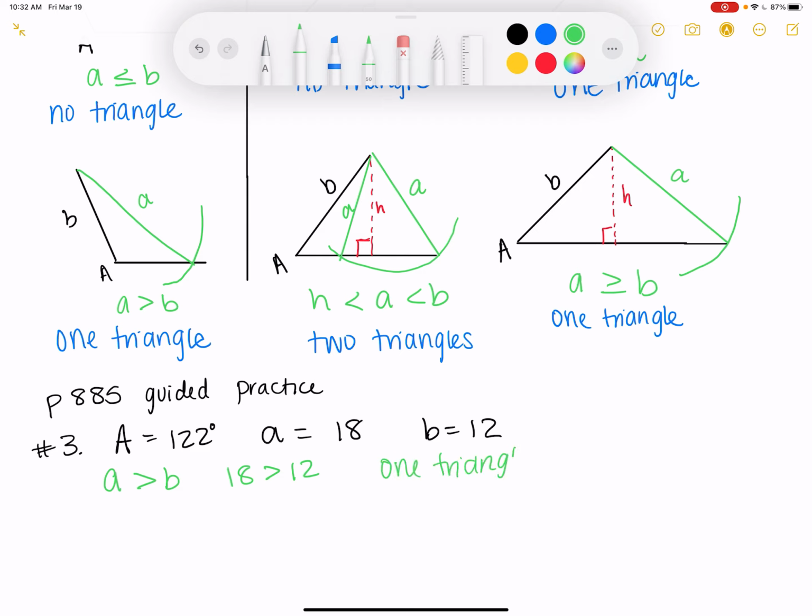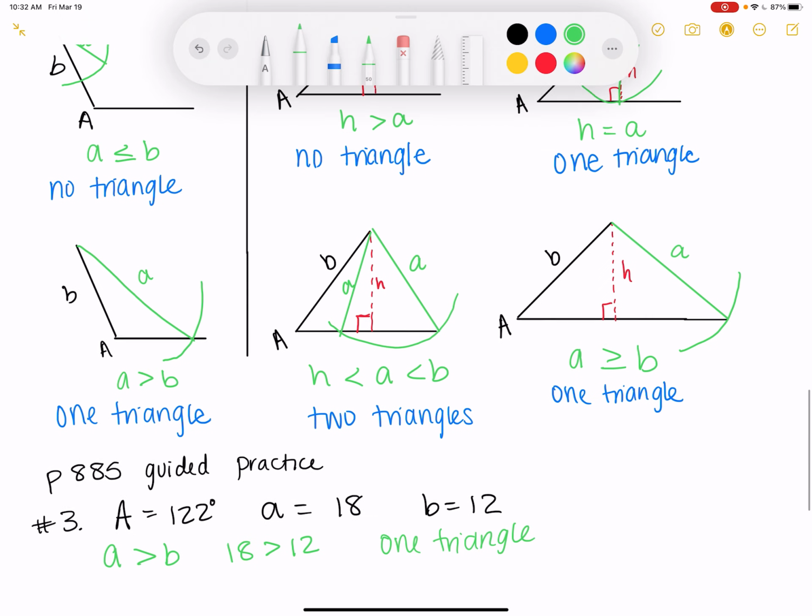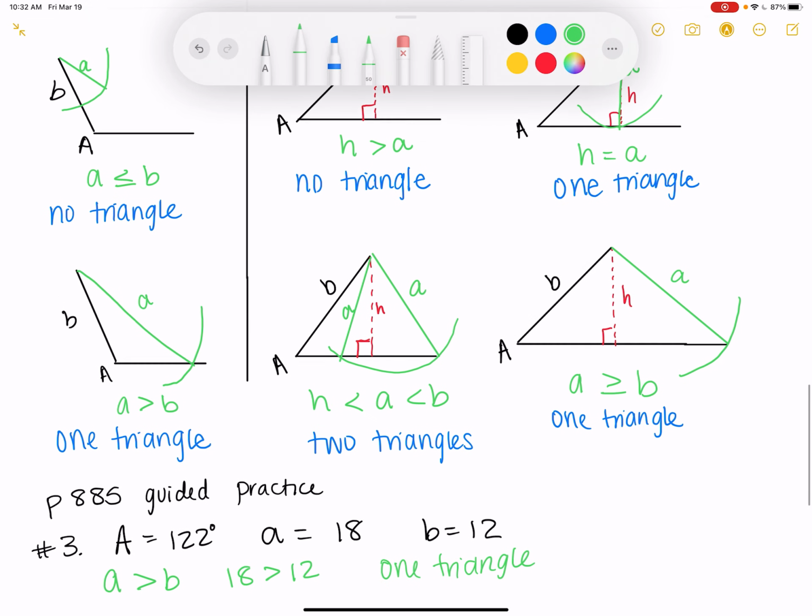You should always write from the beginning how many triangles you're going to have, because either you start with an obtuse angle and either A is greater than B or A is less than or equal to B. Those are the only 2 options. And if not, you're going to find H and then go from there.